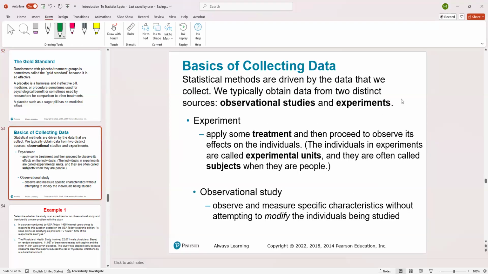So we said observational study. For the observational study, a researcher observes and measures a characteristic of interest of a part of the population. So observe and measure a specific characteristic without attempting to modify the individuals being studied. So it's just sit and observe.